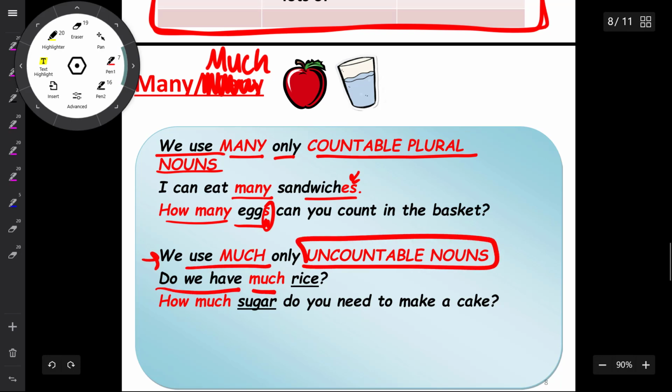But we use much only with uncountable nouns. Do we have much rice? It is a question. We can use it in the question. Okay. How much sugar? Sugar, uncountable. How much sugar do you need to make a cake? We cannot say how many sugar, because many is used with countable plural nouns.